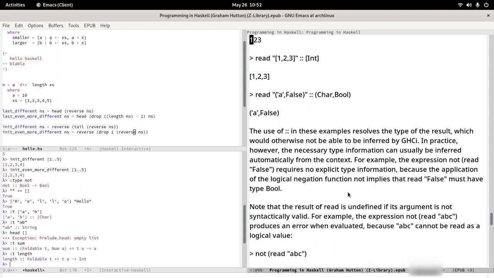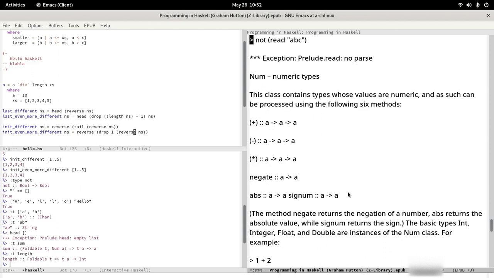Note that the result of read is undefined if its argument is not syntactically valid. For example, the expression not (read "abc") produces an error when evaluated because "abc" cannot be read as a logical value. Not read "abc": Exception: Prelude.read: no parse.